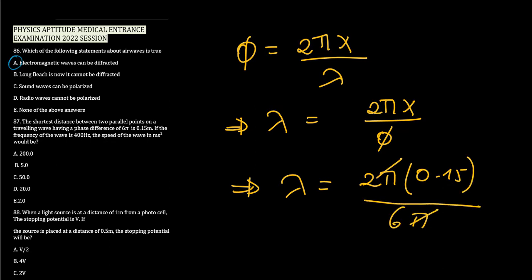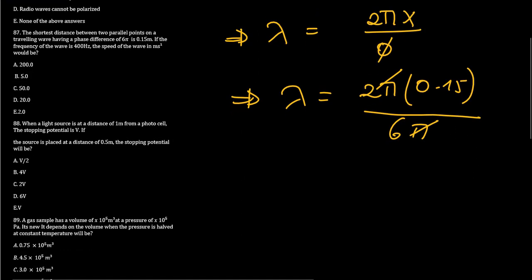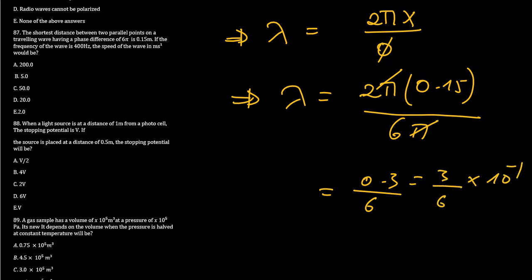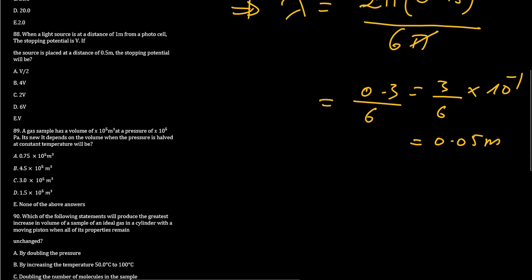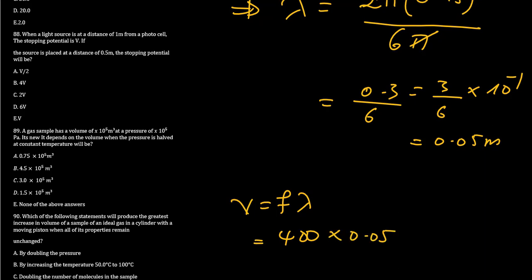The pi should simplify, and 2 times 0.15 is 0.3. So 0.3 divided by 6, which is 3 on 6 times 10 to the negative 1. That's 0.05 meters. So that is the wavelength. And to calculate the speed, the speed V is equal to the frequency times the wavelength, and the frequency is 400 Hz. That will be 400 times 0.05.